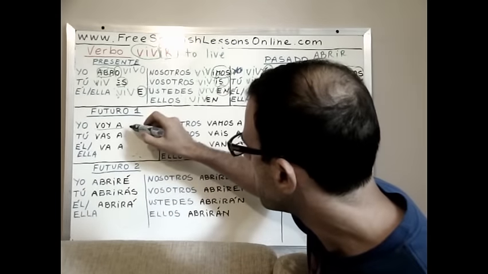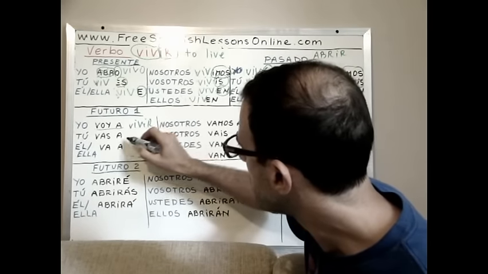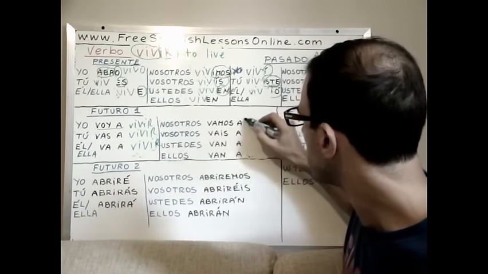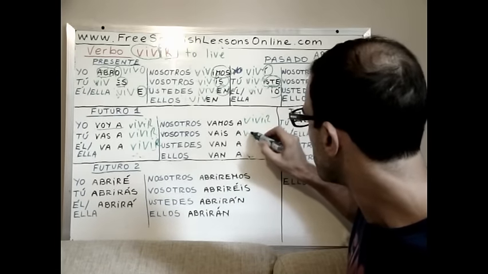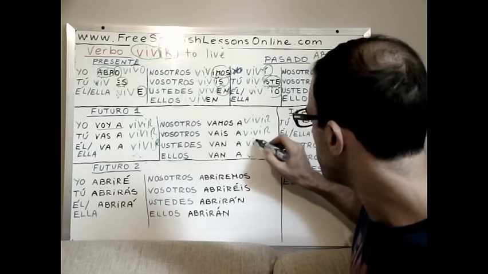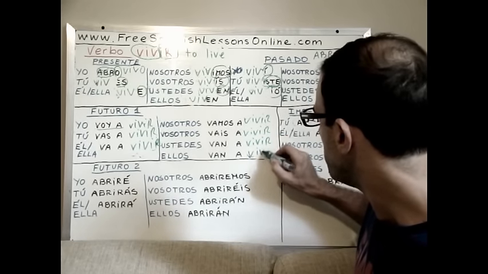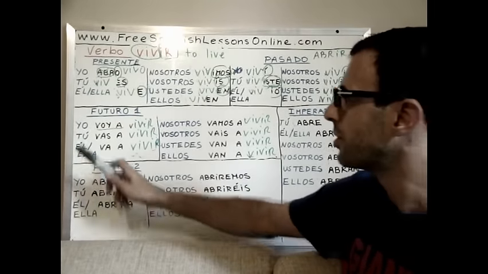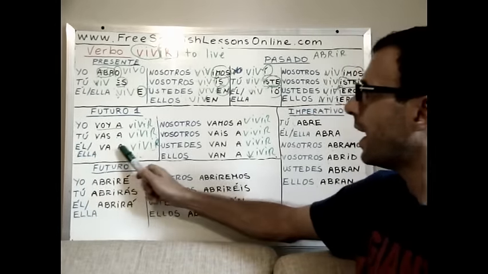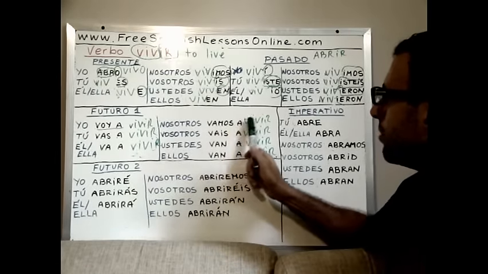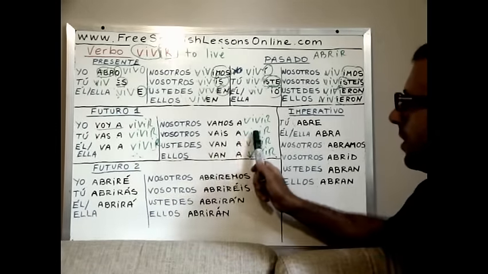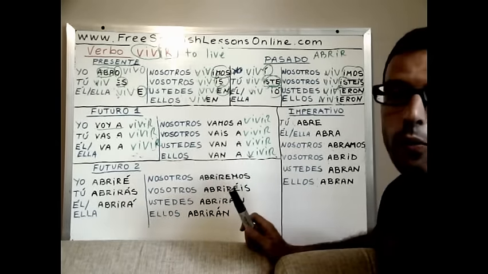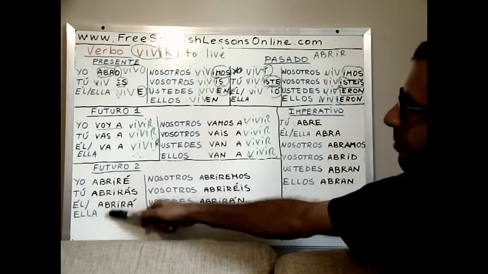Here we write vivir, vivir, and vivir. Yes? So, yo voy a vivir, I will live. Tú vas a vivir, él va a vivir. Nosotros vamos a vivir, vosotros vais a vivir, ustedes van a vivir, and ellos van a vivir. They will live.